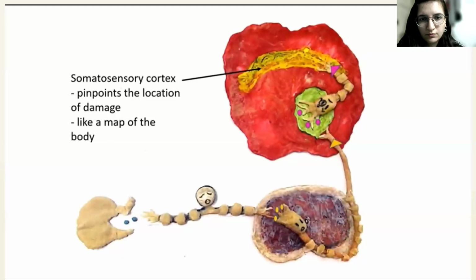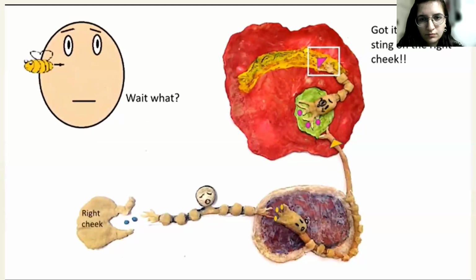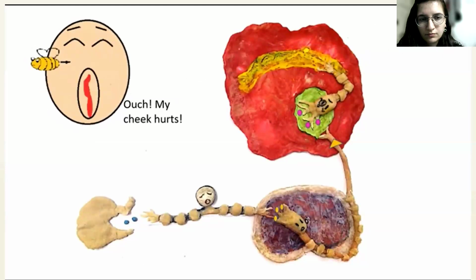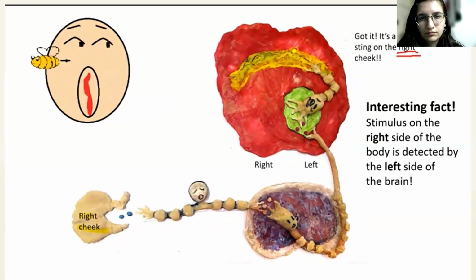Let's see what tissues were damaged in our model. It's the right cheek. Thanks to your brain, you realize something is wrong because you felt the pain. But little did you know that it's not in the cheek itself, but because of the activity in the brain. Another interesting fact to notice is how the right side of your body is being detected by the left side of your brain. This happens because the second-order neuron crosses from the right side of the spinal cord towards the left. So notice it going from the right of the spinal cord and ending up in the left. So the message ends up in the left side of the brain.